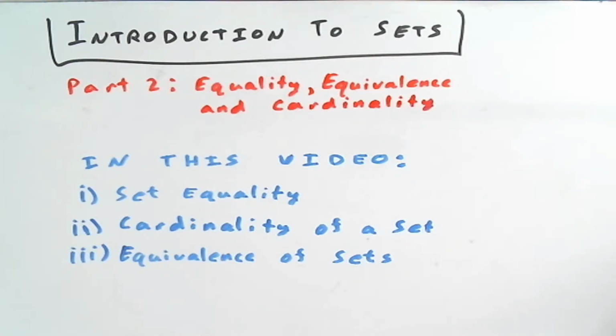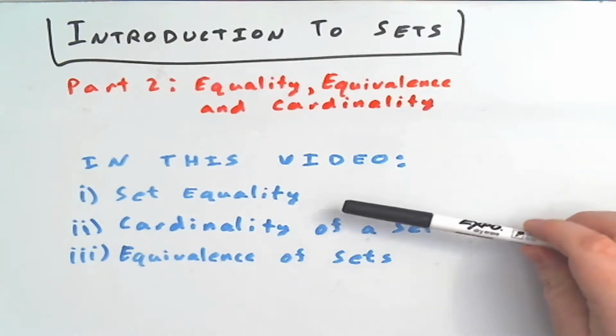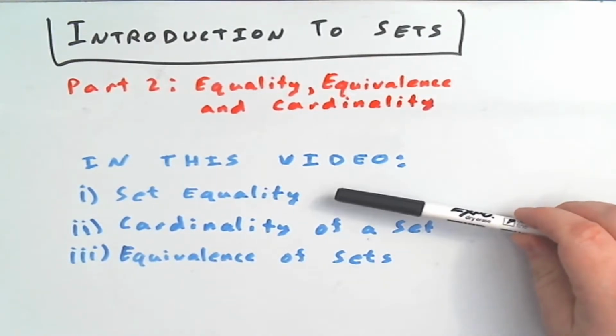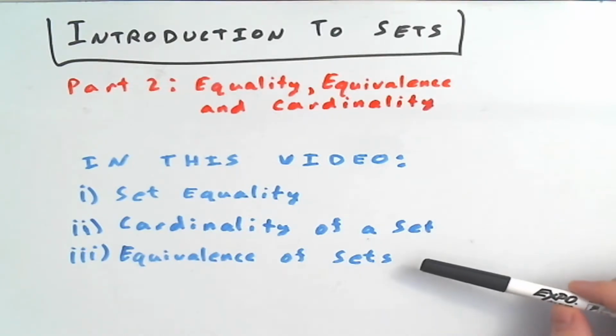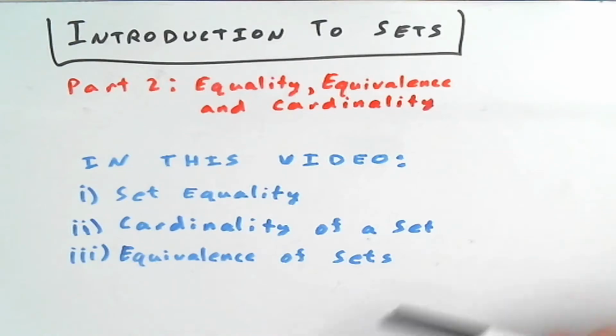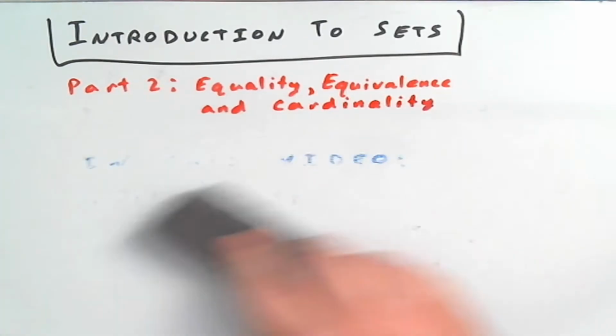Okay, in this video we're going to talk about set equality. So what does it mean for two sets to be equal? We're also going to talk about the cardinality of a set, and the cardinality is the number of elements that are in a set. We're going to describe what those are and how to find those. And we're also going to talk about the equivalence of sets. So what does it mean for two sets to be equivalent? Alrighty, so let's jump in.